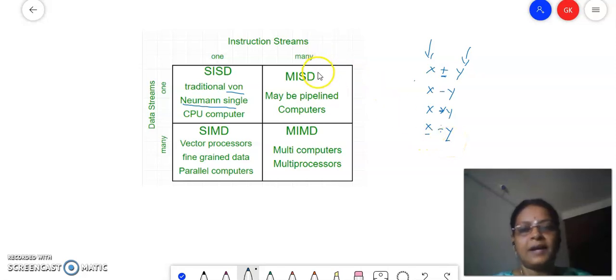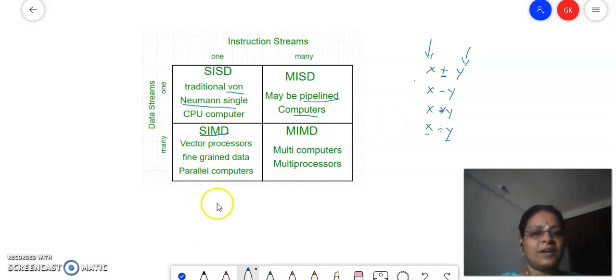This comes under the category MISD, and most pipeline computers can be quoted as a very good example for MISD. Then comes SIMD. SIMD, as the name implies, refers to single instruction, multiple data. So the data is going to be more. Again, you can take an example.